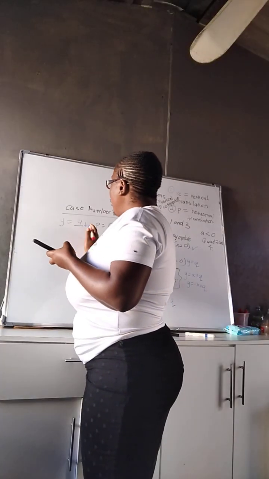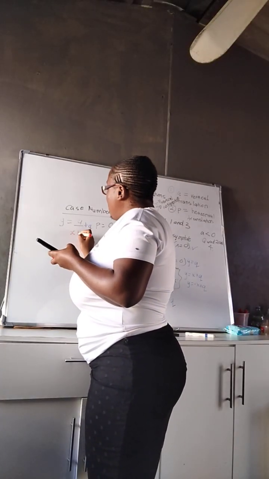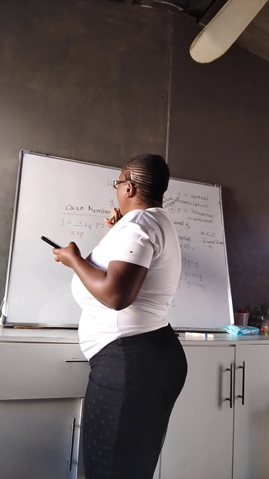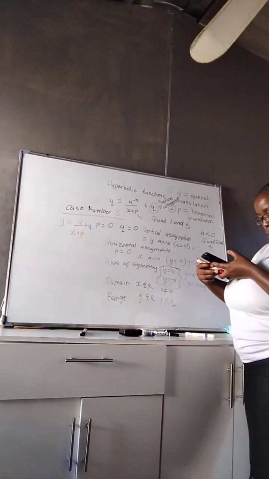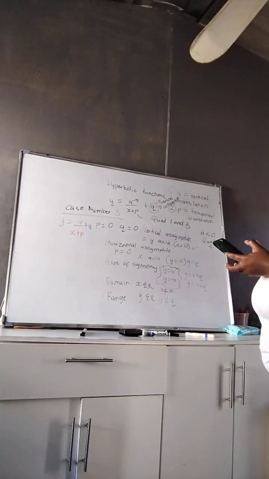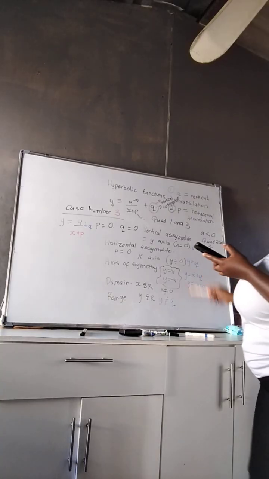Okay, what if we add a p? So instead of having x, we have x plus p. So this would give us case number 3. So case number 3, what changes? The p part.